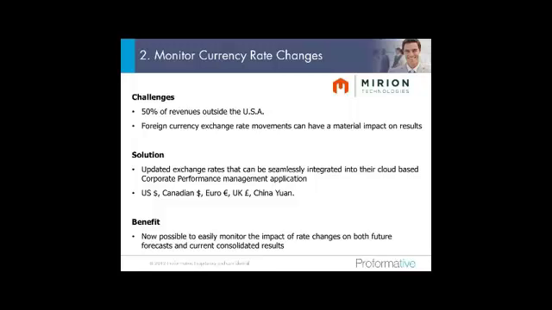So the upshot for Marion Technologies was now they're able to monitor the impact of rate changes across the different countries in which they work. They sleep better at night knowing that they've reduced risks of getting those exchange rates wrong in their models, and then it also allows them to true up their forecasts from future planning to actuals.